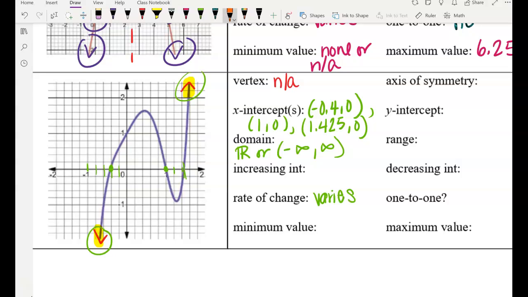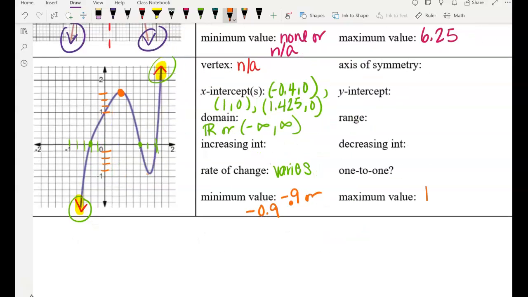We can find the minimum value. So the minimum value is that guy right there. So what is that value? Let's guess that out too. Let's see, 0.2, 0.4, negative 0.6, negative 0.8. So let's say negative 0.9. Minimum value is negative 0.9, okay? Maximum value is this one right here. So 1's right here, 1.2, 1.4, 1.6. Let's round that to 1.6, okay? So maximum value is 1.6.